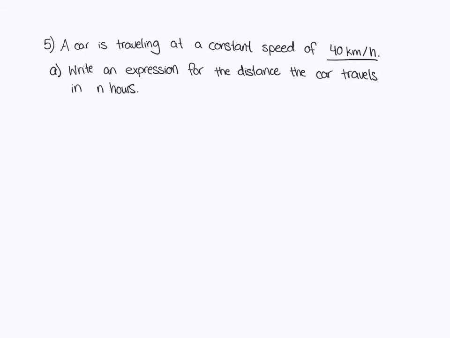Every hour it travels another 40 kilometers. Part A asks you to write an expression. So remember, an expression is a number sentence, so it could use numbers and variables, but there is no equal sign. For the distance the car travels in n hours. So when you're trying to figure out what variable to use in your expression, you should be using the letter n.